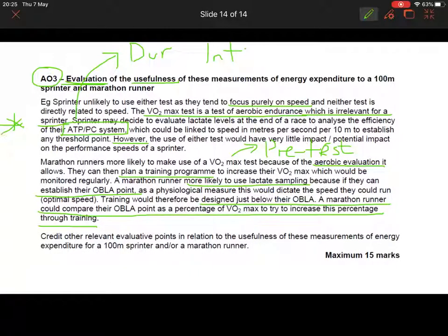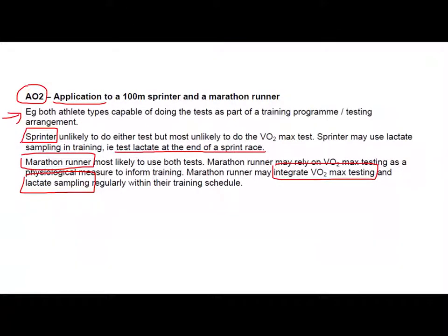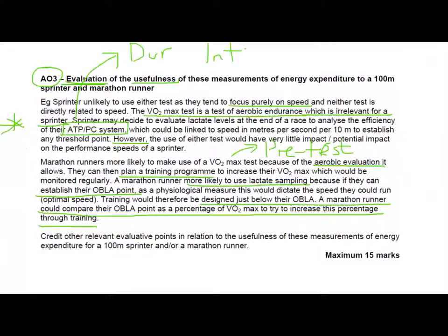So ultimately, the marathon runner would benefit from doing both tests. But notice with the AO3, if I just go back to the AO2 for a moment, you'll notice there's very little depth. It's basically saying a sprinter would do this test and how might they use it, and vice versa. Here, you can see there's a great justification of how useful it will be. So a sprinter may not use this test because, but they could use this test because.